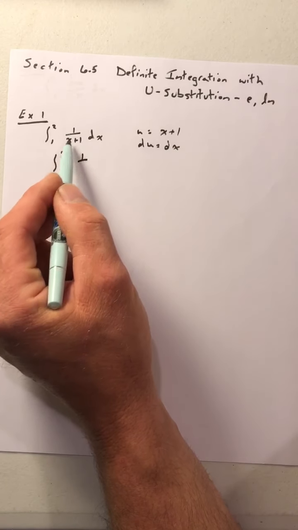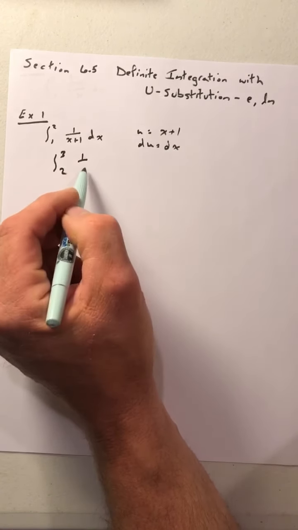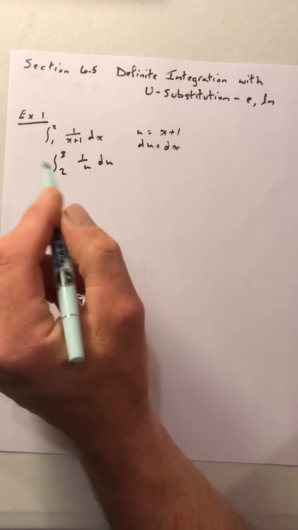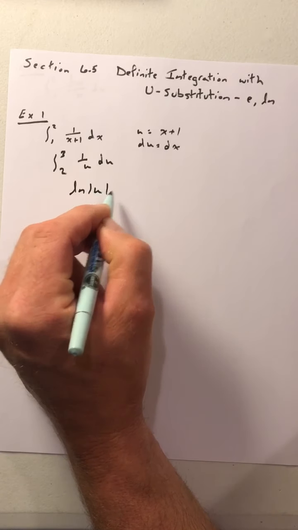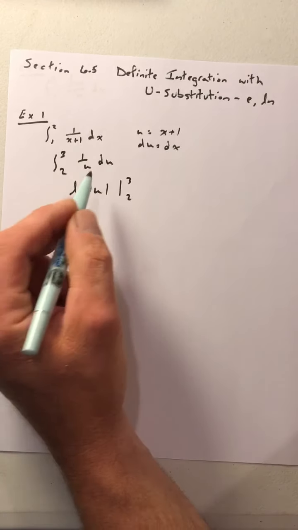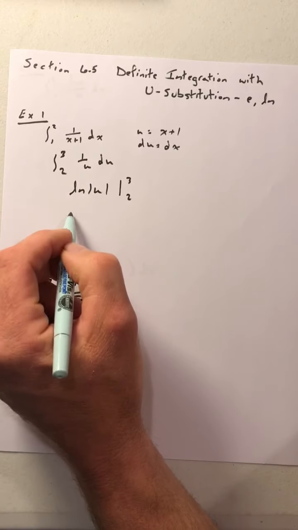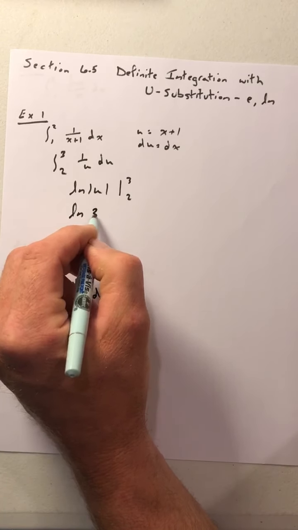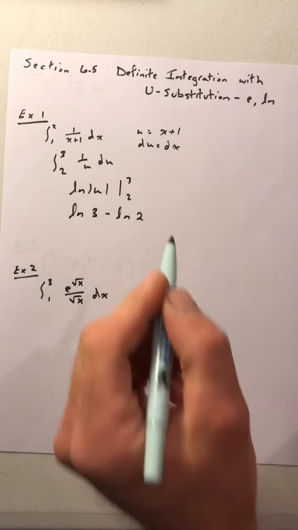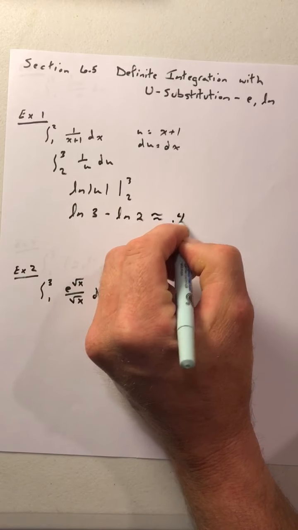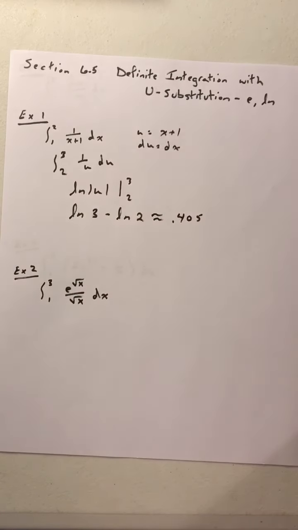I'm going to do my substitution: 1 over x plus 1 becomes 1 over u du. Integration, I know the integration of 1 over u is the natural log of the absolute value of u from 2 to 3. Again, I can plug in my 3, plug in my 2, and subtract the two values. So the natural log of 3 minus the natural log of 2, and that would be an acceptable answer. Or if you want to put it in your calculator, natural log of 3 minus the natural log of 2 gives us approximately 0.405 as our answer. And we're done with that one.